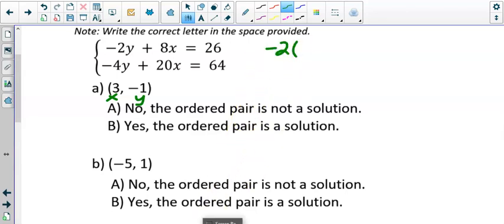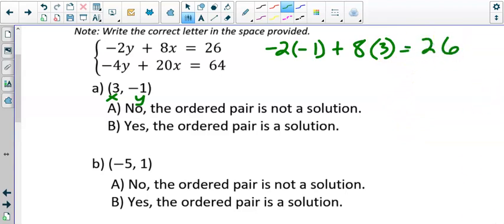-2 times, oh, it says Y. Who's Y? -1, perfect. Plus 8 times X. Who's X? 3, yay. And we want to see, is that 26? If it's 26, then we'll plug into the second equation. If it's not 26, then we mark no and we move on and we'd be happy with life.